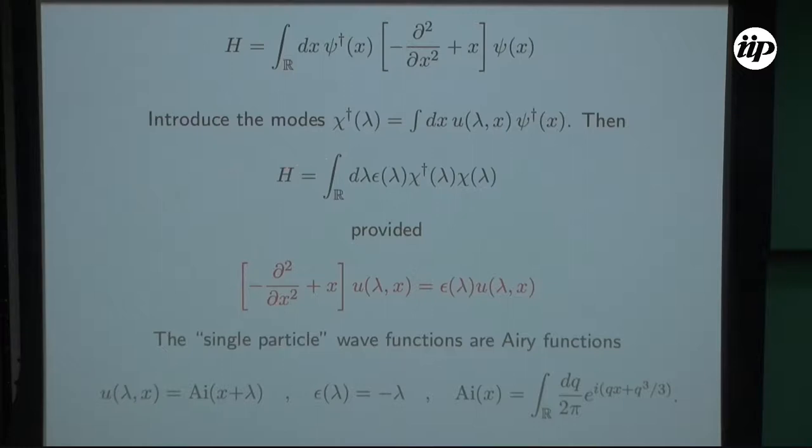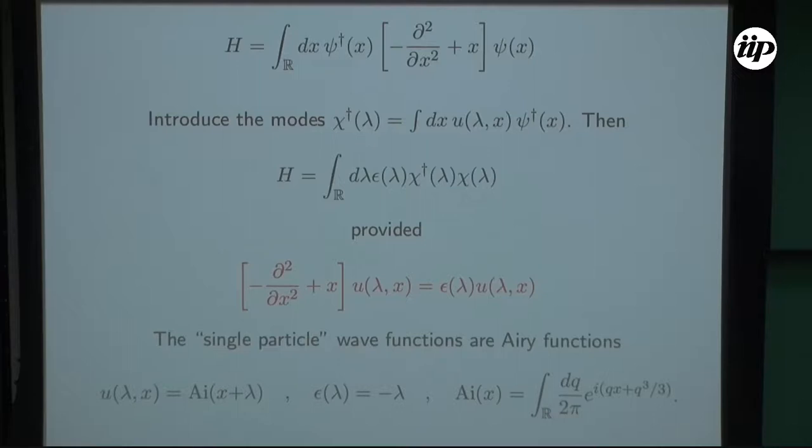So if you do, you can solve it exactly, and the way you do it is you introduce a bunch of new operators that allow you to diagonalize this quadratic form. Okay, and so I introduce new modes which I call chi, chi dagger, and they are some linear combination of the real space fermions psi. If I choose my function u of lambda x properly, I can write the Hamiltonian in diagonal form. Then it's going to be some integral over lambda, some single particle energy epsilon lambda, chi dagger, chi. Okay, this provided the u of lambda x solves this single particle Schrodinger equation.